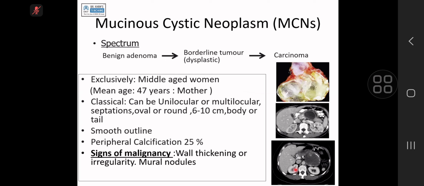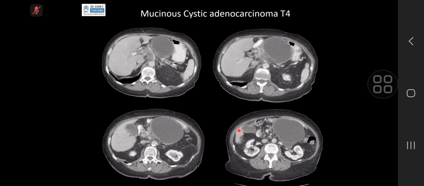So this is a mucinous cystic tumor, and look at the calcification. The calcification is in the periphery and the cyst will be larger. What are the signs of malignant transformation of a mucinous cyst adenoma? Look at this case. Here there is a septation which is enhancing. Look here, there is a large soft tissue component which is encasing the celiac artery. There is a portal vein thrombus also.